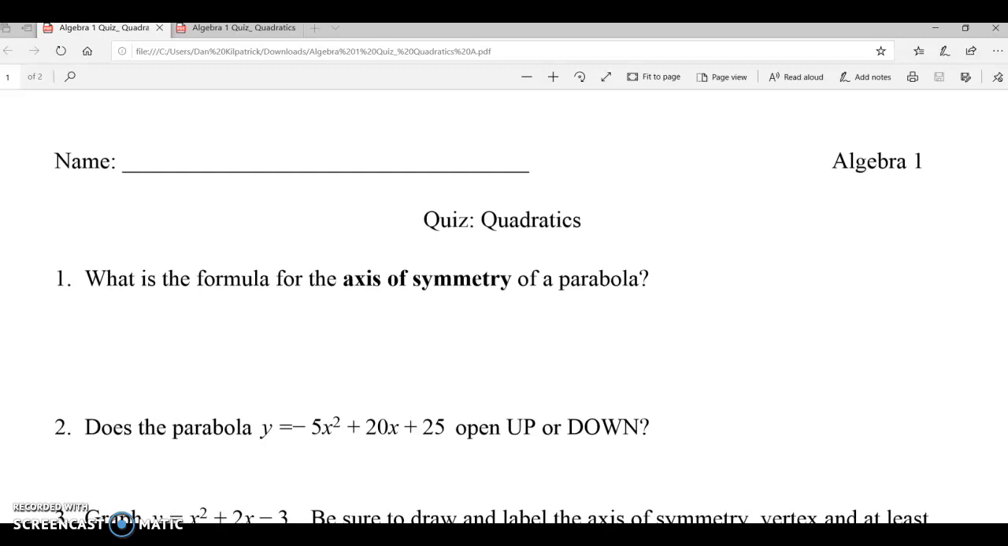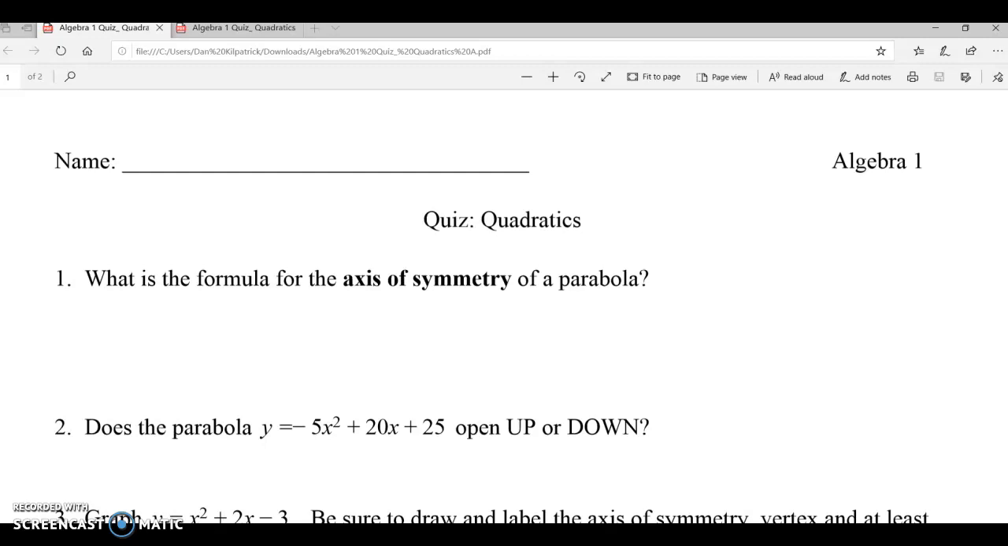Welcome, gentlemen. I'm going to go over the quiz that you just took yesterday or the day before, and this material is going to be on your test. In addition to this material from the quiz, you'll also have to solve quadratics by factoring, and then that's it. So I'm going to try to move through this quickly.